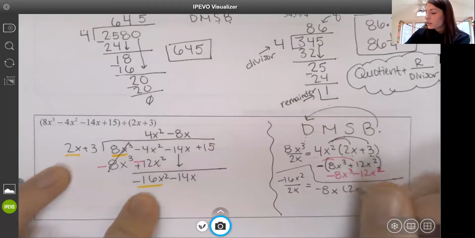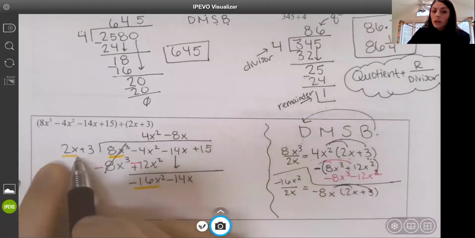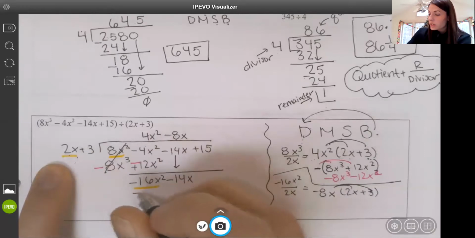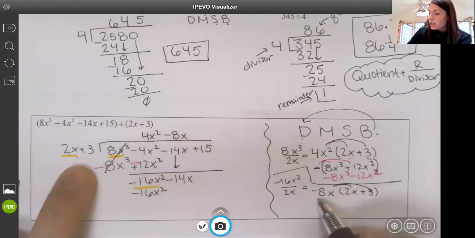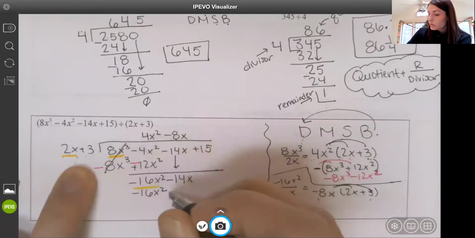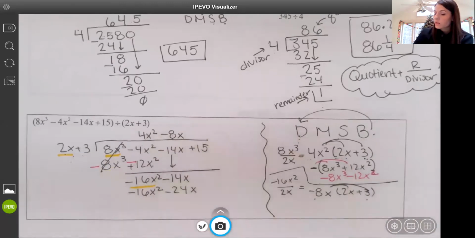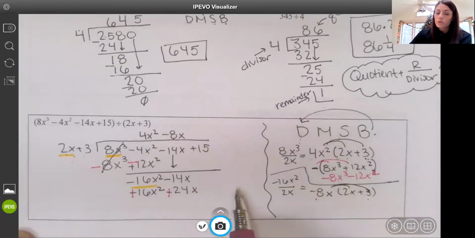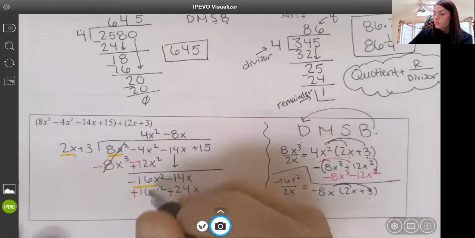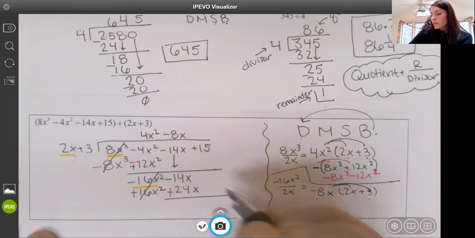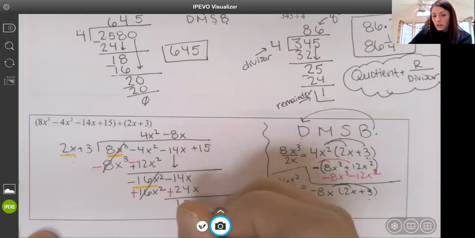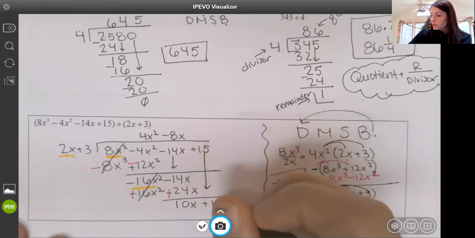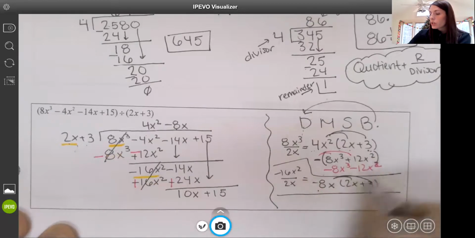I'm going to take that -8x and multiply it through by our divisor. -8x times 2x is going to give me -16x squared. -8x times 3 is going to give me -24x. And I subtract, which means a negative is distributing through those terms. It's changing all of our signs. Look, our first term canceled. This is going to leave me with 10x, and bring down my next term, which is 15. And now I go through the process again.